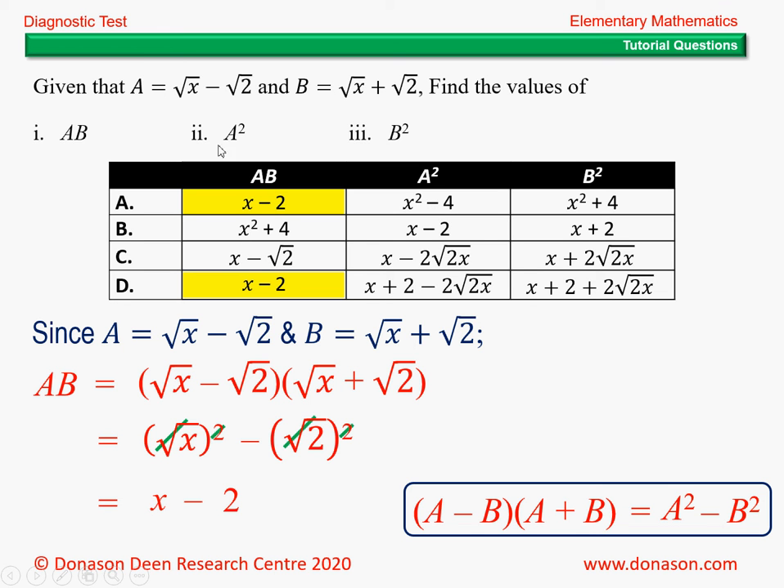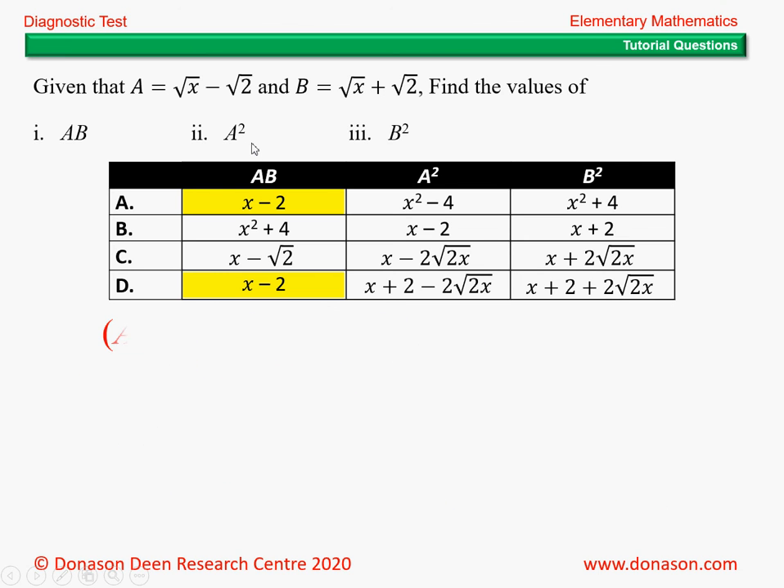Now let's look at how we can find the value for a squared, okay? For that also, that's a special product. So before we plunge into how to solve for the value of a squared, let's do the expansion of (a minus b) squared, okay? So (a minus b) squared means (a minus b) times (a minus b), because it's repeated twice.